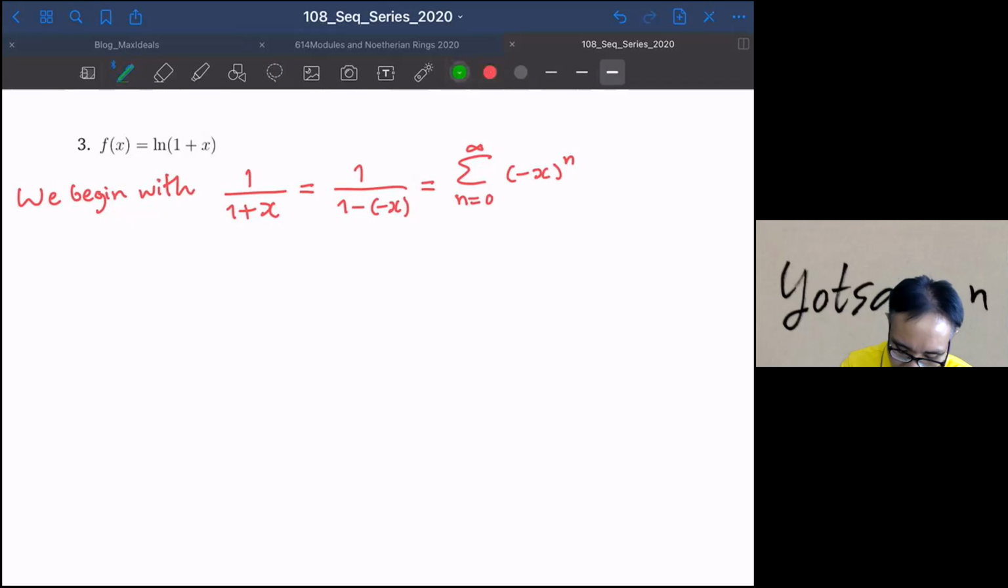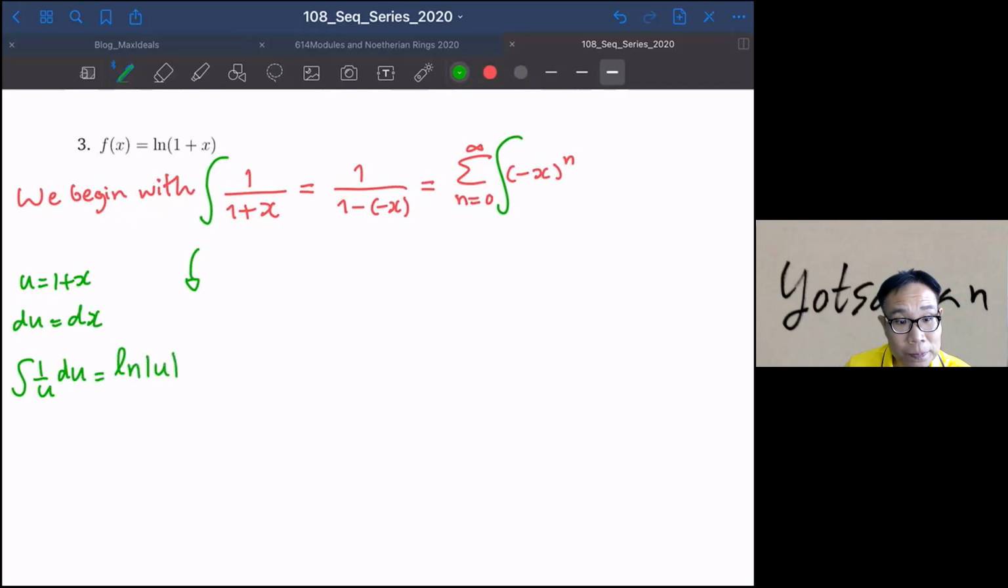And you're going to integrate both sides. So you integrate 1 over 1 plus x, so this one will be u equal to 1 plus x, and you have du equal to dx. So this becomes the integral of 1 over u du, equal to log of absolute value of u. Okay, so it's the thing that we are looking for. So it's going to be log of absolute value of 1 plus x. Okay, so this will be the thing that you have.